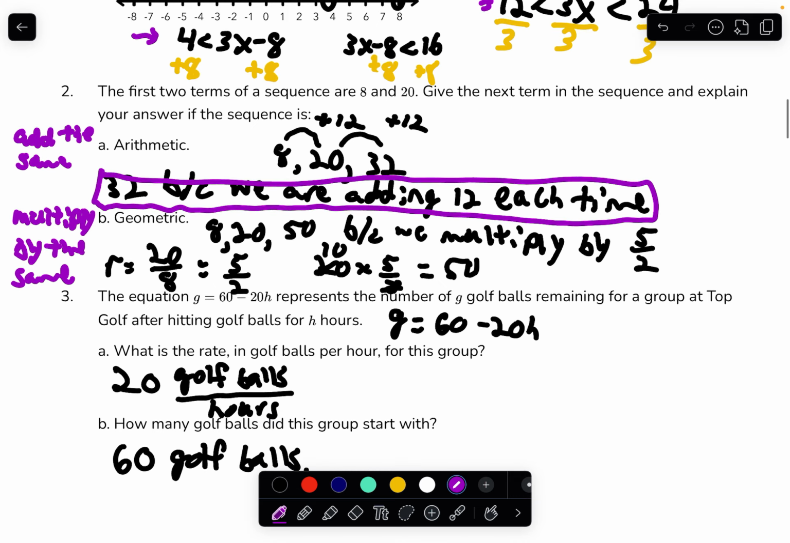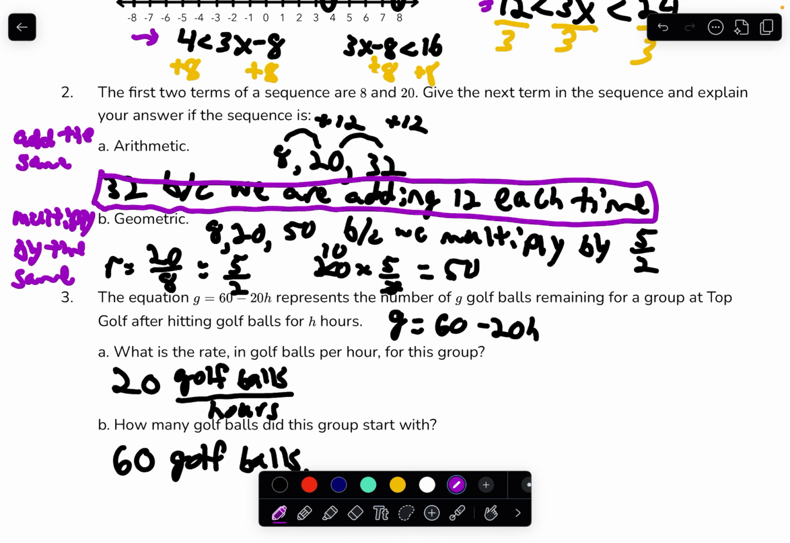Okay. For B, geometric, we are multiplying by the same number. So the way you do this is you take the two numbers, 8 and 20, which they gave us here, and we write them as a ratio. Notice I put the one on the right on top of the one on the left, 20 over 8. That's the number we have to multiply by each time to go from one term to the next, if it's a geometric sequence. So 20 over 8 is 5 over 2 because 4 goes into 20 5 times, 4 goes into 8 2 times. So we have to multiply by 5 halves each time.